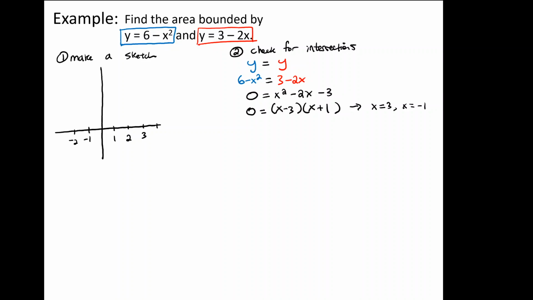Now, and then our y values. Let's see, if I plug in 3, I get negative 3. If I plug in negative 1, I get 5. So we have to go from at least negative 3 to 5. Do one more.